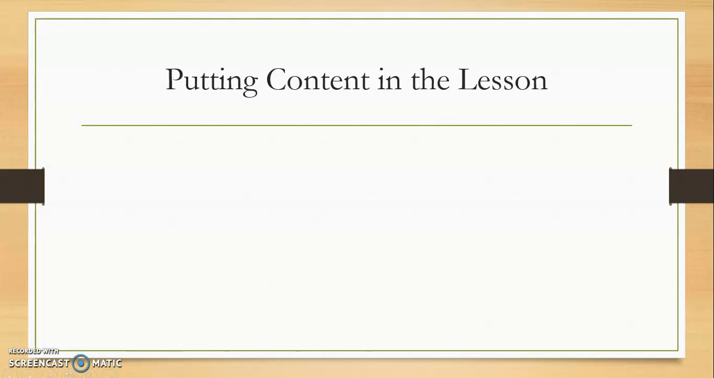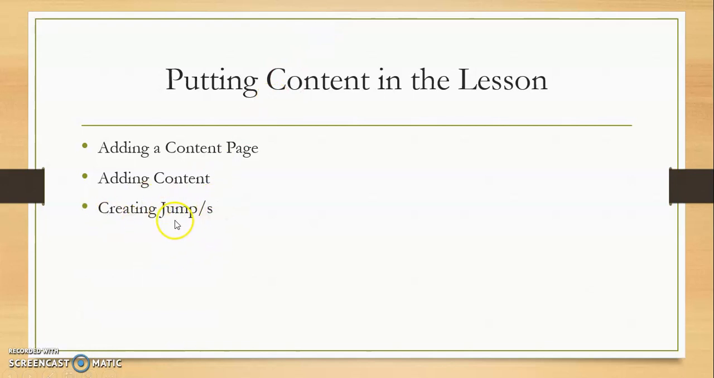The main thing we are going to be doing is putting content in the lesson, and this will involve adding a content page. This is a page that you are going to insert your content, and then you will be adding content to this content page, and we'll proceed to create jumps. These are jumps. It's like navigating from one content page to another, or from one content to another content. It may be confusing a little bit, but it's very important to put the jumps correctly.